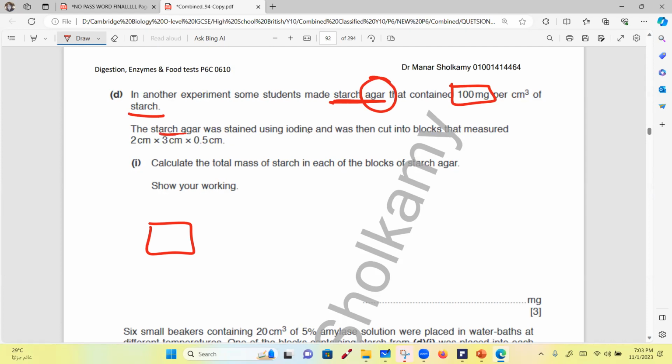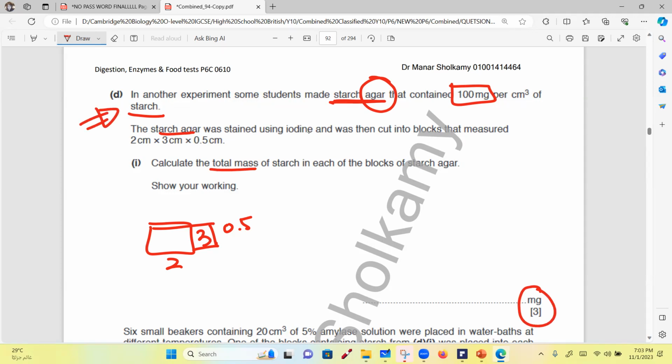The starch agar was stained using iodine and was then cut into blocks that measured 2 centimeters, 3 centimeters, and 0.5. Calculate the total mass of starch in each of the blocks of the starch agar. Show your working. Okay, this is 3 marks. Something like this can pop up at the exam.